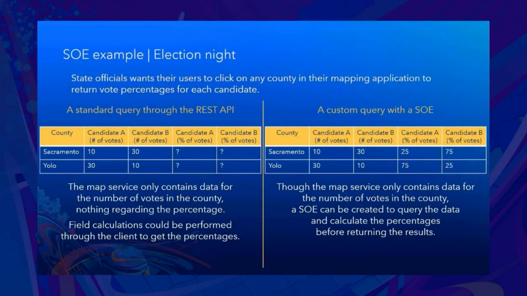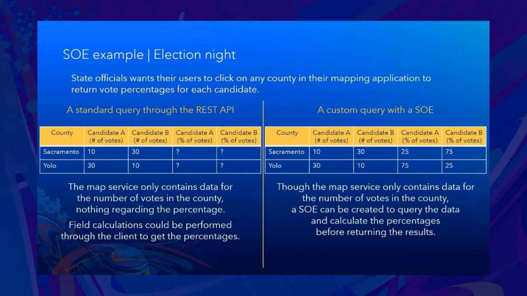Instead of just going on about what SOEs are, let's take a look at an example regarding election night. Let's say that state officials have a web mapping application. In this application, they want their users to click on any county in order to see the % of votes for each candidate. This is an application they can use throughout the night of the election, meaning the data will be updated as more and more results are counted.